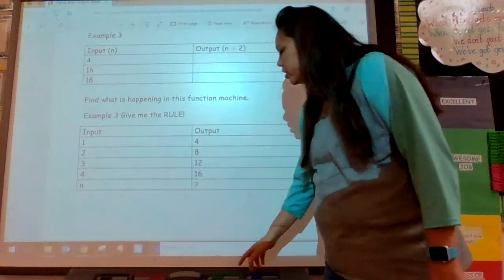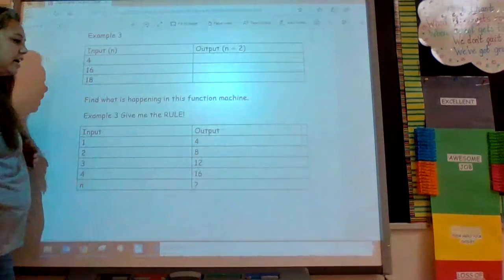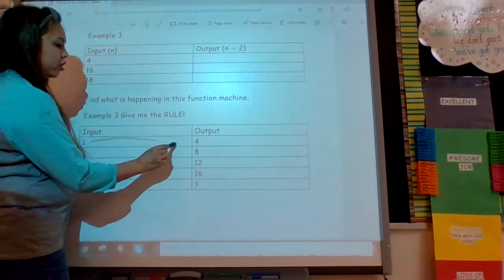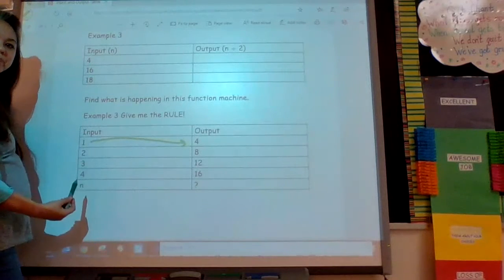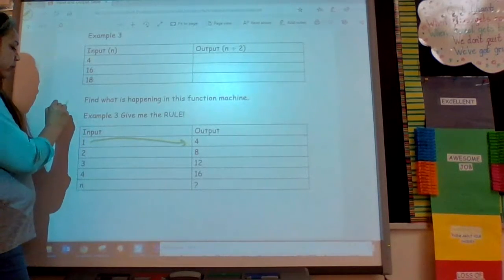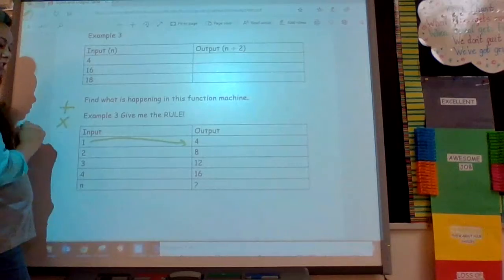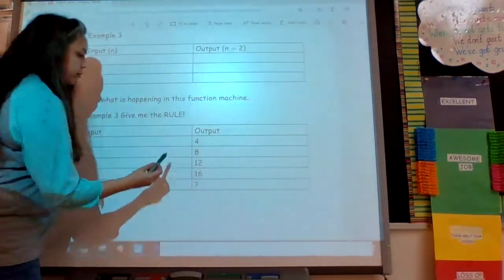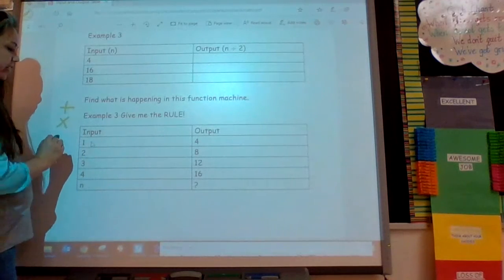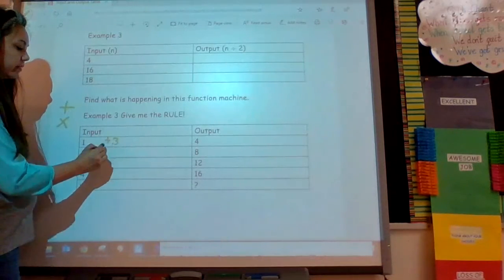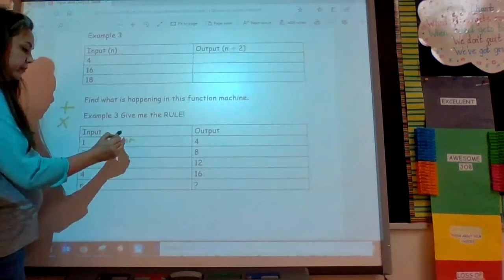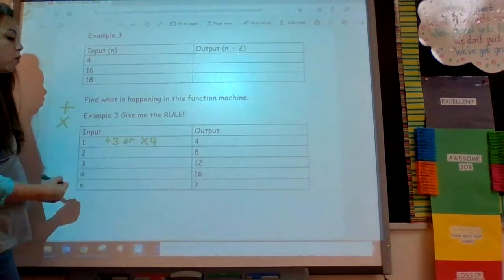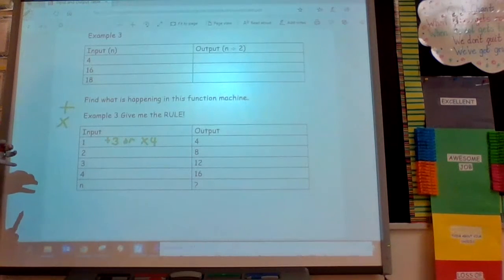So let's look. How I like to look at these is I go from the input to the output if I know them. And I say, oh, are we getting bigger or are we getting smaller? We're getting bigger. To get bigger, we're going to be adding or multiplying. So let's look. What am I going to do to 1 to get to 4? Well, can we add to it? We can add 3 and we get 4. Or we can times it by 4. Do you see that those are the two things that we can do?